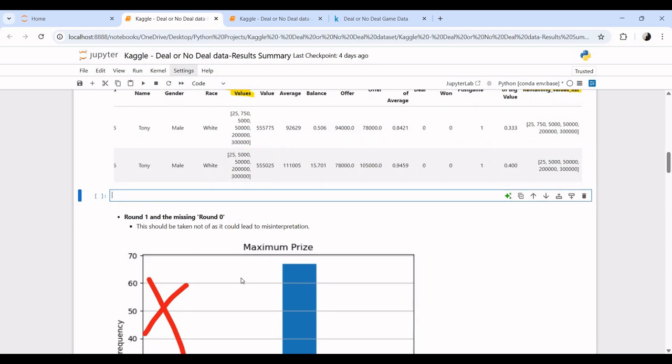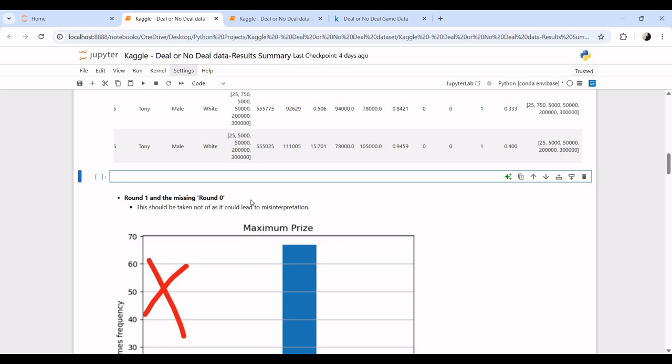Then another issue was round 1 and the missing round 0. What I mean by the missing round 0 was that all games started off with round 1 and 20 remaining values. However, the actual game show starts off with 26 cases, and then you eliminate 6 cases to get 20, and then offers from the banker start.